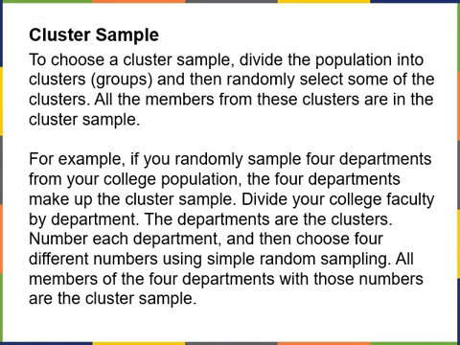Okay, so let's say I randomly sample 4 departments for my college population. The 4 departments make up the cluster sample. Then I divide my college faculty by department. Then the departments are the clusters. I number each department, and then I choose 4 different numbers using simple random sampling. All members of the 4 departments with those numbers then are the cluster sample.